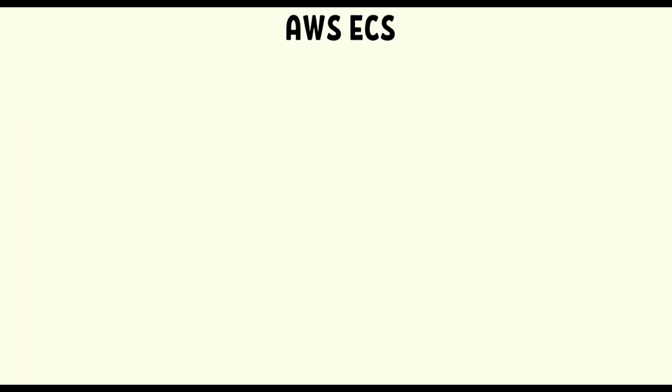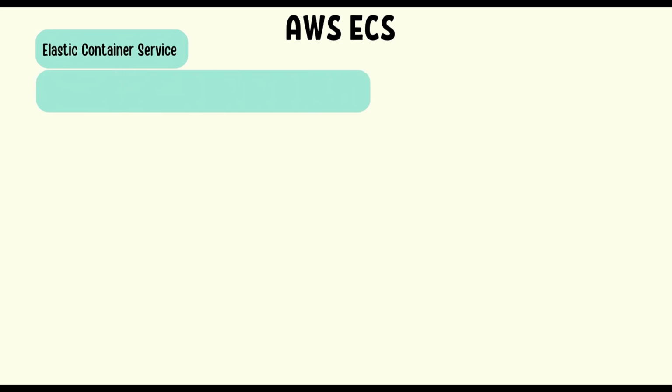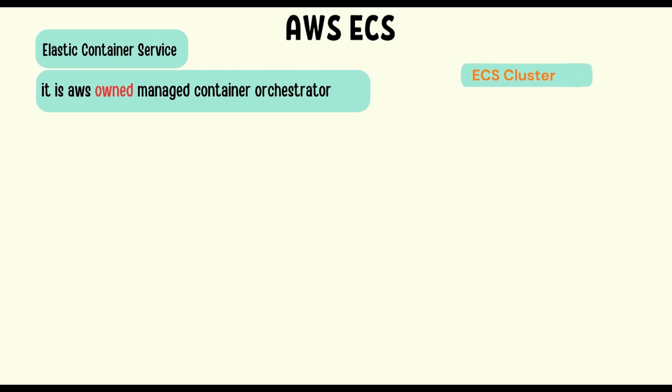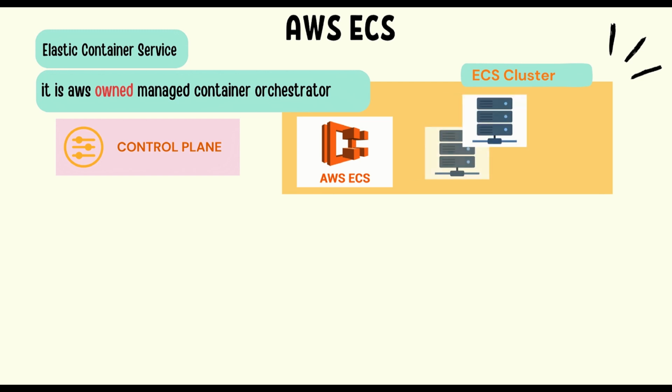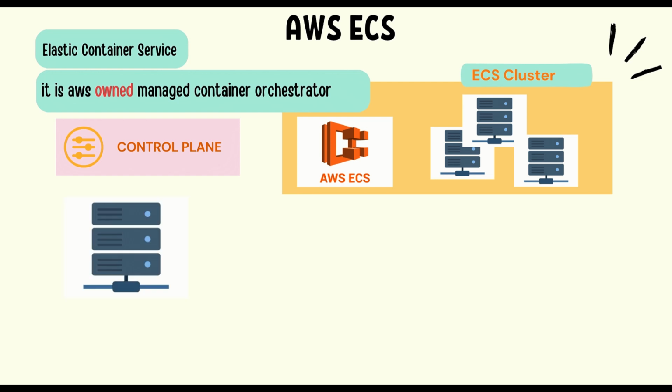AWS ECS. ECS means Elastic Container Service. It is AWS' own managed container orchestration service. How does it work? It comes with a control plane with the whole control tools installed and a dashboard. With it, you can control a fleet of instances called the worker nodes. The worker will have the runtime installed alongside the worker processes.